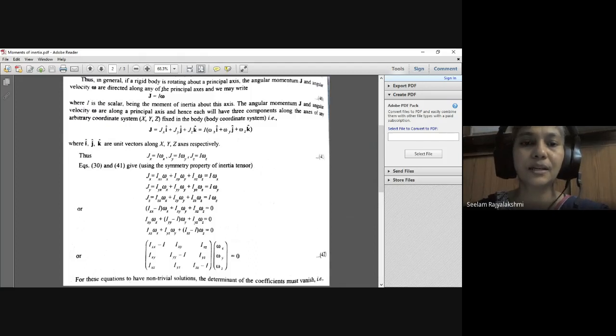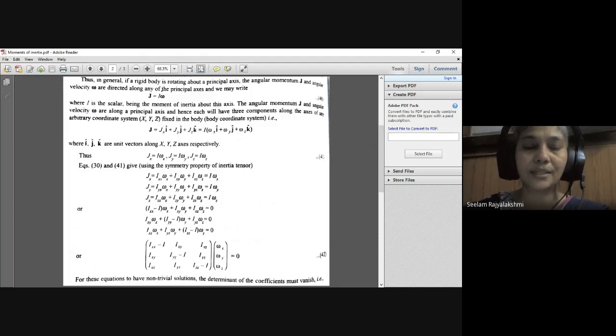Jz equals Izx omega x plus Izy omega y plus Izz omega z, which is nothing but I omega z. Or we can write, by taking omega x common, that here I omega x is equal to this one. So by taking omega x common from this one and this one, we can write (Ixx minus I) omega x plus Ixy omega y plus Ixz omega z, which is equal to 0.